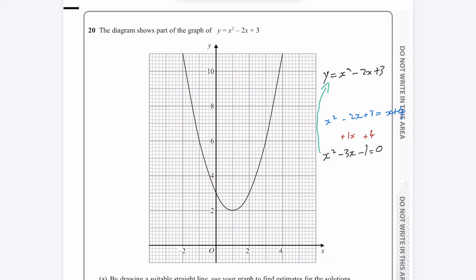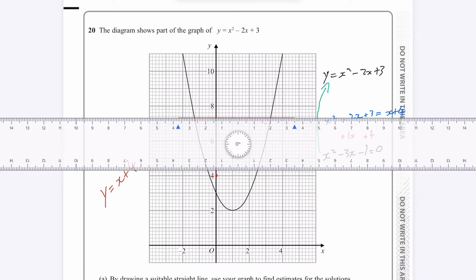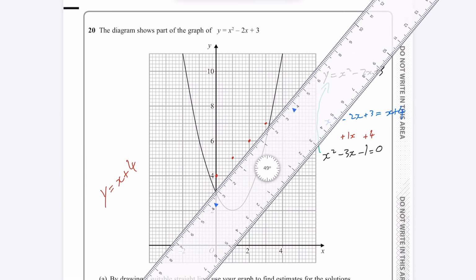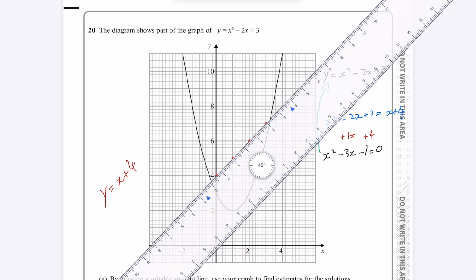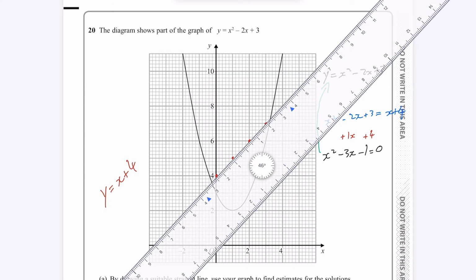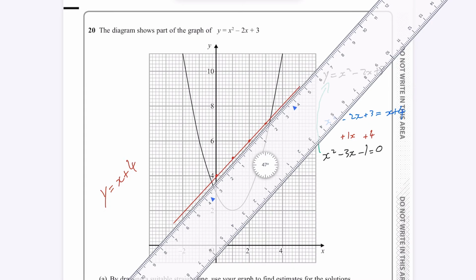So if I was to plot some points on the graph for the line x plus 4, so when x is 0, y is 4, so that's that point there. So the line is y is equal to x plus 4 that we're drawing. When x is 1, y is 5. When x is 2, y is 6. Hopefully you can see a pattern here now. Let me get my ruler. Draw this line through these points. We want to be as accurate as we can. So that would be something like that.